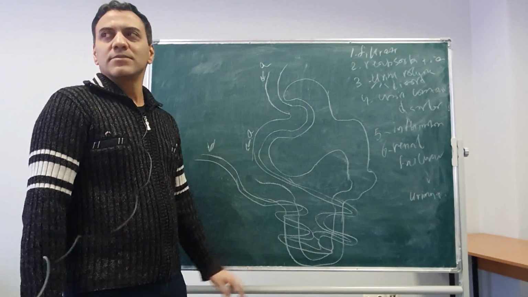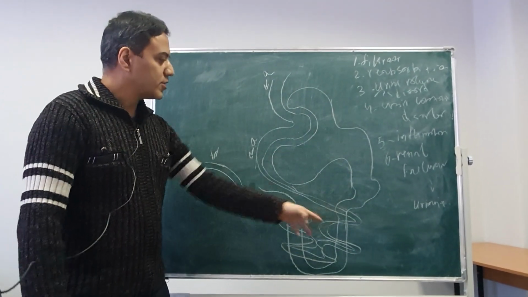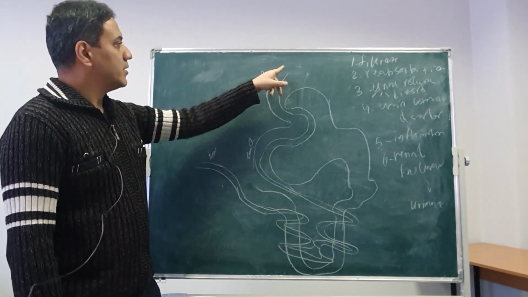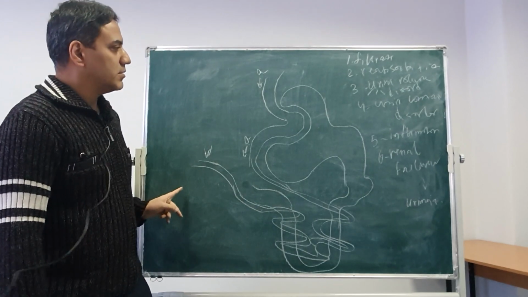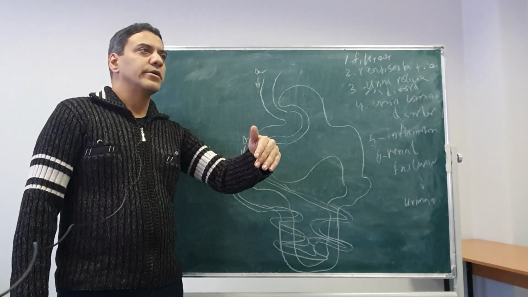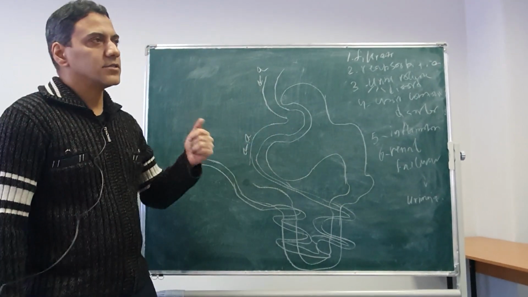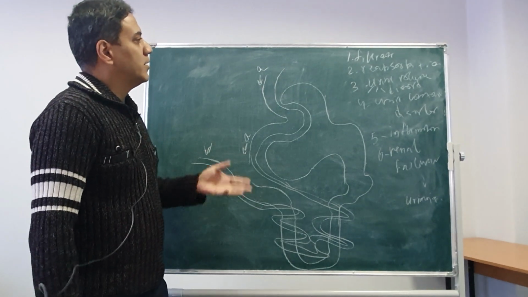This is nephron. Capsule, tubules, proximal, distal, arteries, efferent, and then veins. Our topic today: urinary or urogenital system disorders, or pathophysiology of the urogenital system.